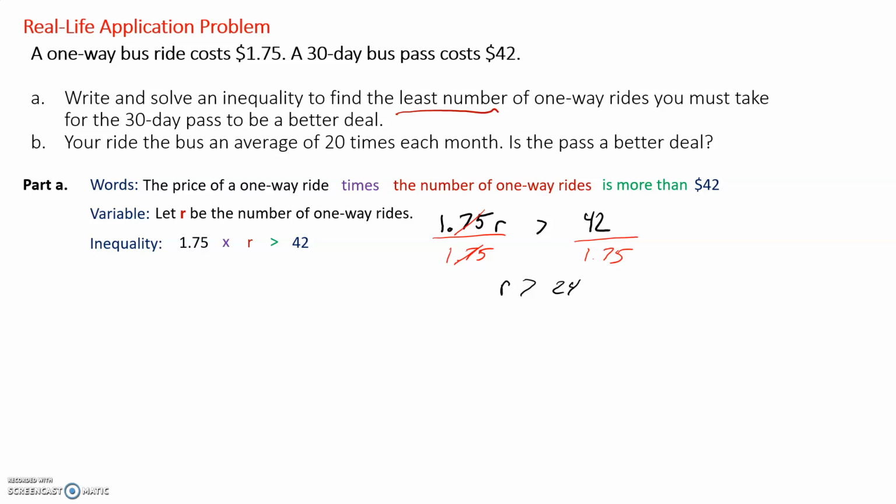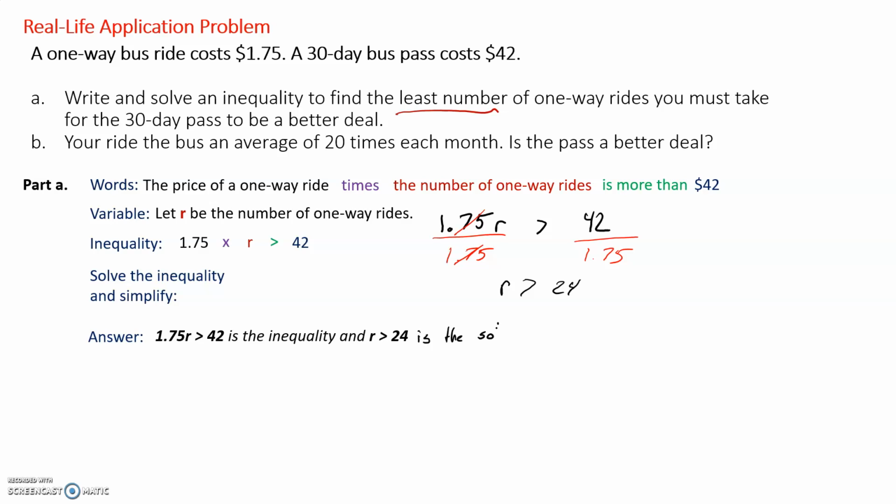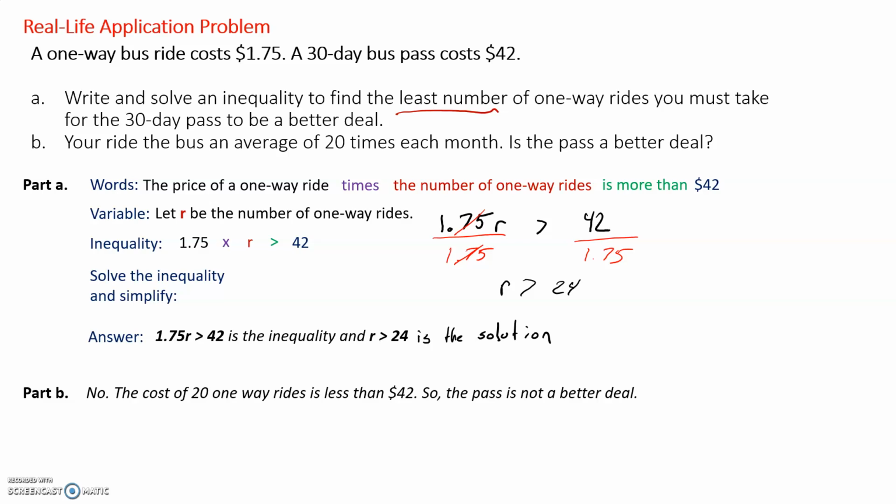Okay, so let's put in an answer. I already solved it. The answer: 1.75R greater than 42 is my inequality, because it said write and solve, and R is greater than 24 is the solution. All right, part B: you ride the bus an average of 20 times each month. Is the pass a better deal? And the answer is no, because 20 is not more than 24.